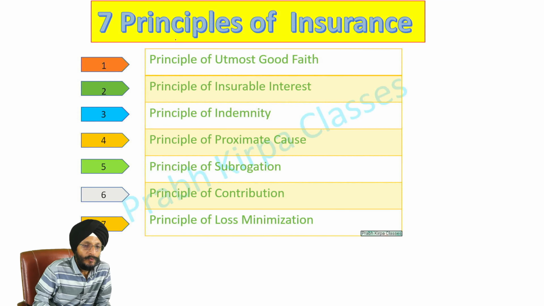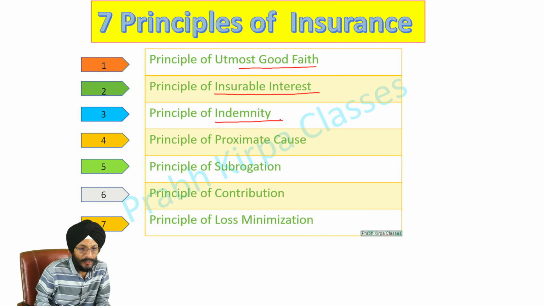Now we are to touch an important topic on insurance, that is seven principles of insurance. First is principle of utmost good faith. Second is principle of insurable interest. Third is principle of indemnity. Fourth is principle of proximate cause.